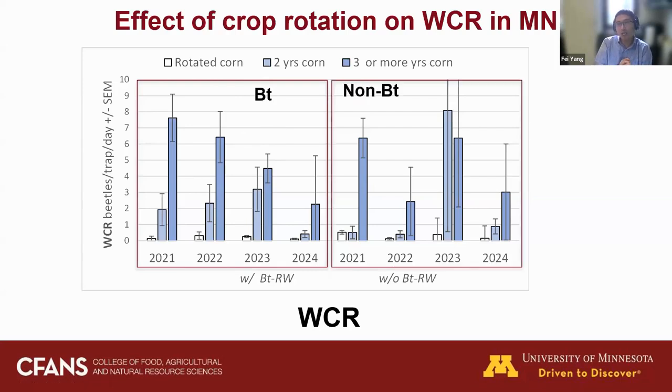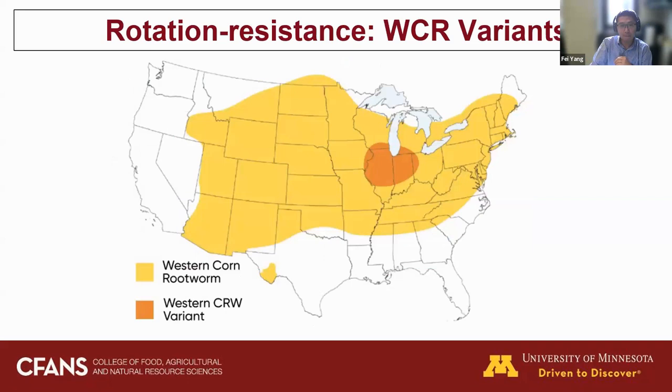And similarly, if we look at the non-BT corn plants of non-BT corn fields, we found for first year corn fields and some of the second year fields, we have low insect pressure. But for the 3 years or more continuous corn fields, we have high pressure for Western corn rootworm. If you look at the distribution of the Western corn rootworm, it's distributed across the country.